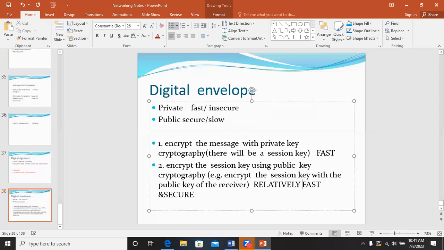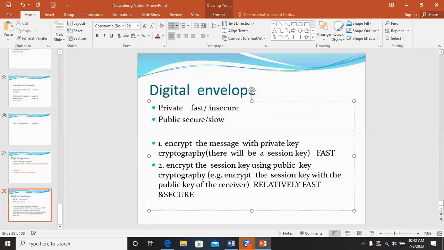Well, let me put relatively. So it's only the session key we are encrypting with public key cryptography, compared to using public key cryptography to encrypt the whole message, so it's relatively fast. And now it is secure. Because if we encrypt the session key with the public key of the receiver, it means only the private key of the receiver can decrypt it, and the private key of the receiver is known only to the receiver. So we have achieved security.